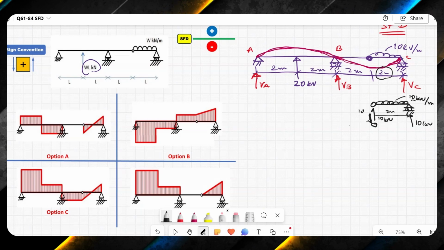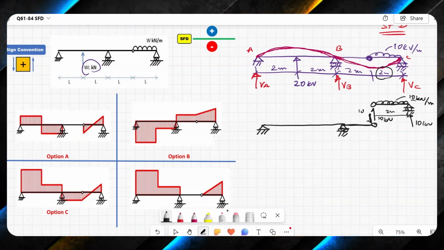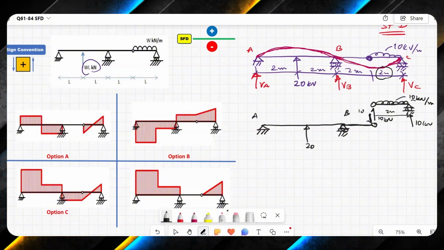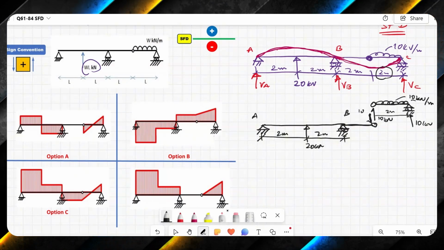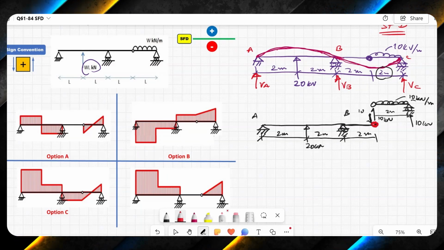And then I will continue to draw this figure. I have a roller and I have a pin over here. This point is A, this is B, and I have load applied, that is 20 kilonewton. And here you have 2 meters, 2 meters, and 2 meters. I've divided it into two parts where we have this internal pin.